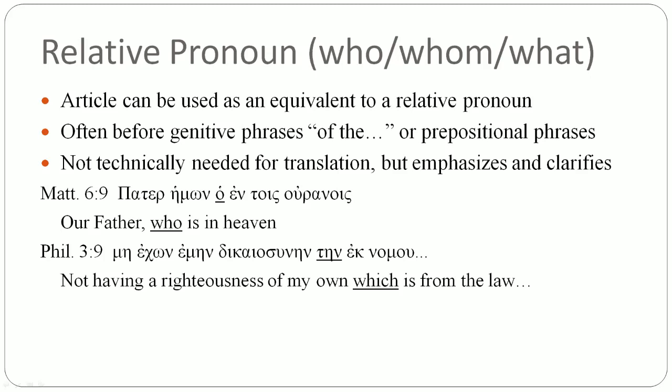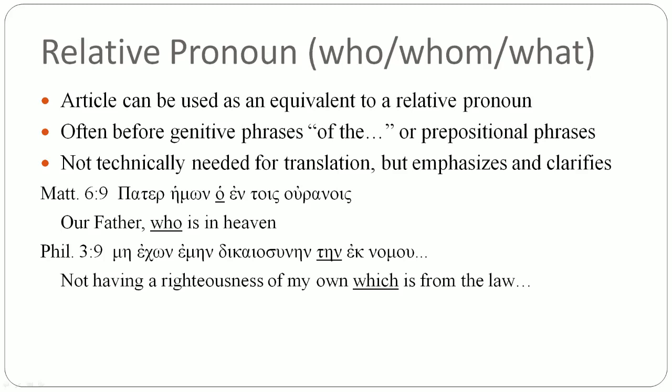All this is modifying or describing righteousness. That relative clause is talking about the righteousness. Which righteousness are we talking about? The righteousness which is from the law. The of my own is also telling you something about that too. But you wouldn't say not having a righteousness of my own the from the law, right? It doesn't make a whole lot of sense to translate that article as a definite article, the. And so you have to make that do something else. In this case the relative pronoun, which.